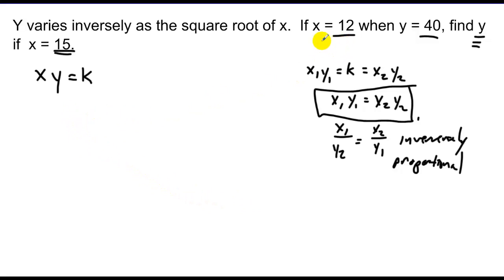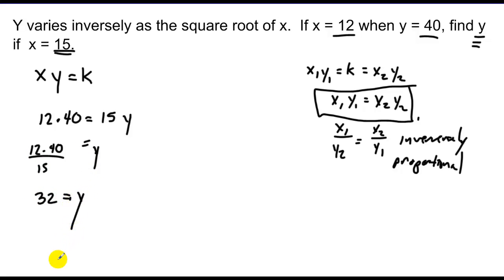So in this case, I have my first x of 12, my first y of 40, and that would equal my second x of 15 and my second y being unknown. Now I just plug it into my calculator, and I have 12 times 40 over 15 is equal to y, which is 32. And that gets me done.